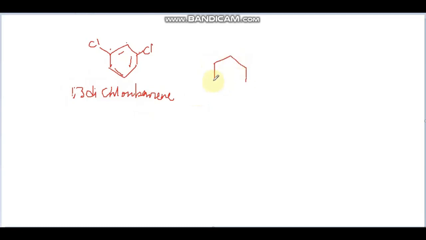Let's say you have a benzene ring with an ethyl group. This one is called ethyl benzene. So if you have, let's say, a benzene ring with an ethyl group and let's say a chlorine, how is it going to be named?